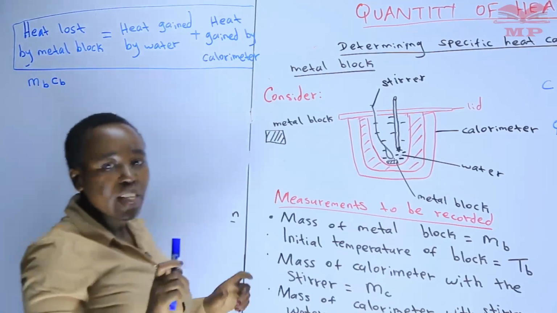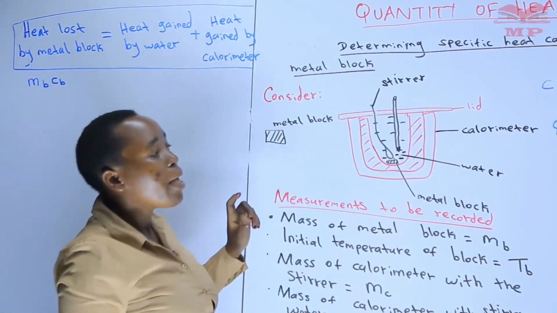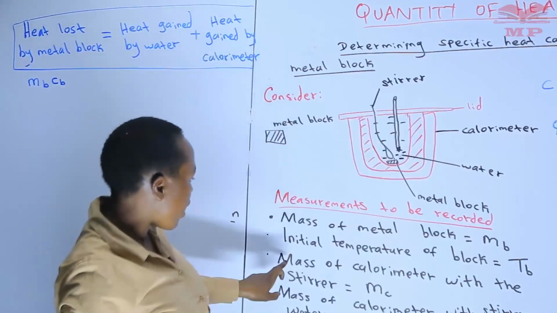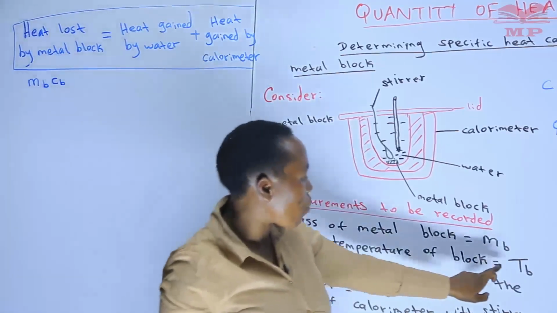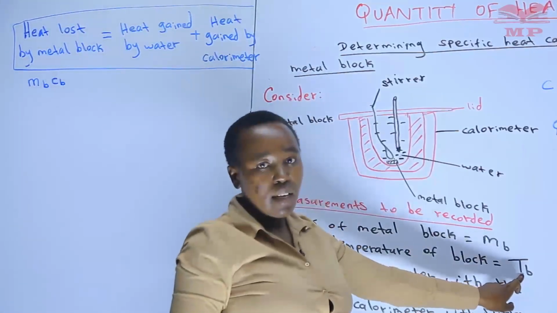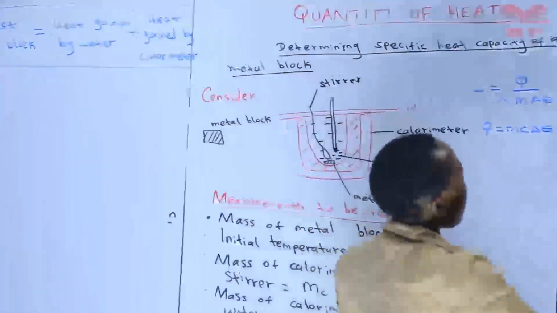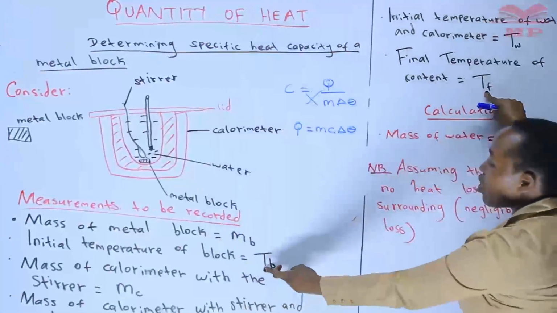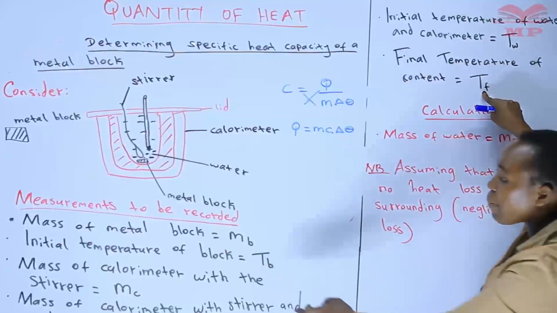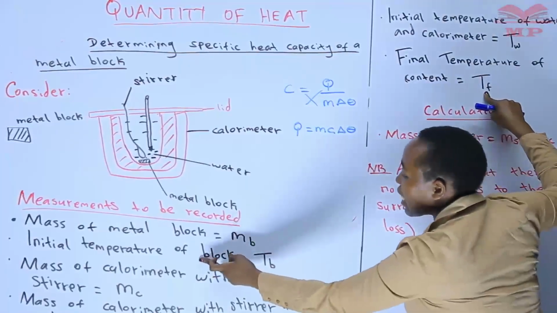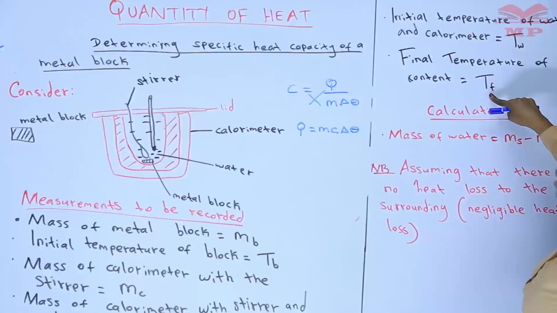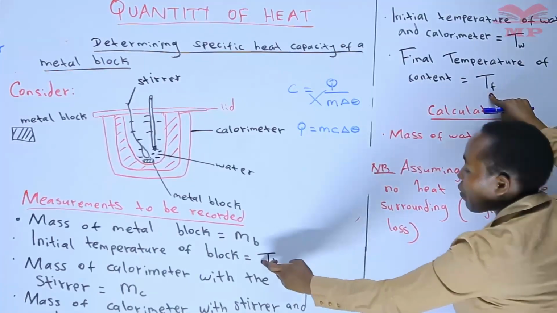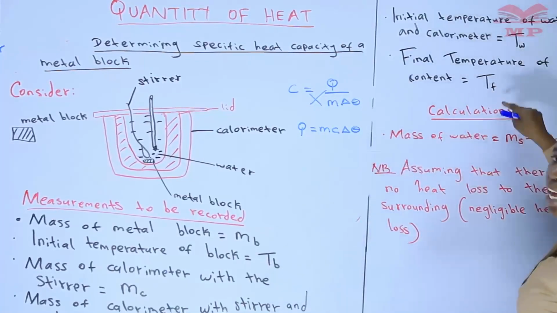So what is our change in temperature for the metal block? The initial temperature of the metal block is this one, and the final temperature for the content is this one. So what is the change in temperature? Remember, this metal block is at a higher temperature than this final temperature. So we are going to have TB minus TF.